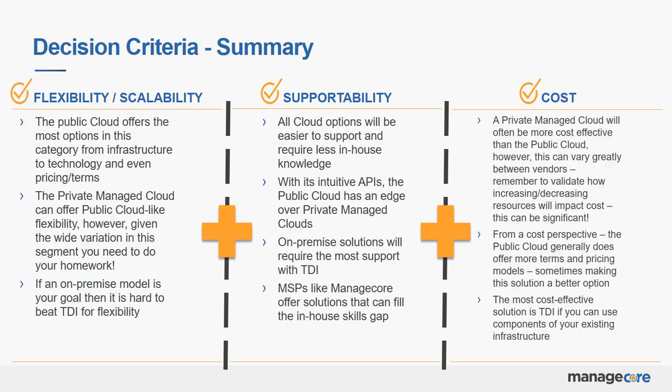And from a cost perspective, a private managed cloud can often be more cost effective than a public cloud. A public cloud isn't the cheapest option. However, it can vary greatly between vendors. And remember, it's not the price you go in at with a private managed cloud, it's how you can scale. So when it comes time to increase and decrease, how big of a price jump is that? That's something you definitely should take into consideration. And then from an on-premise model, the TDI is generally the most cost-effective, assuming you have that hardware there already that you can use and it's certified for HANA.